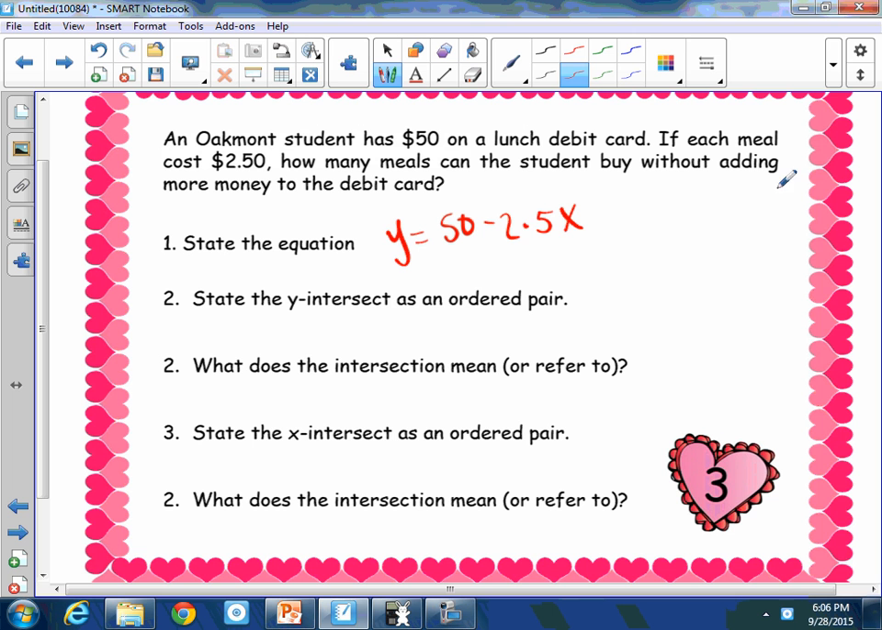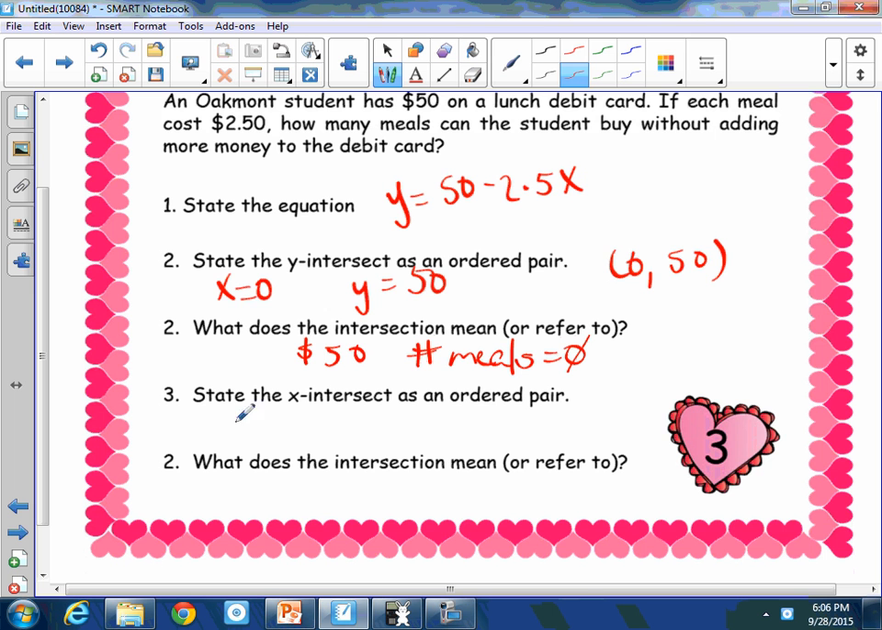State the y-intercept as an ordered pair. So on the y-intercept, x equals 0. So if x equals 0, this part is canceled, so you got that y equals 50. So what's the point? 0 and 50. That means that if you have not bought any meals, you have $50 in your bank account when the number of meals equals 0.